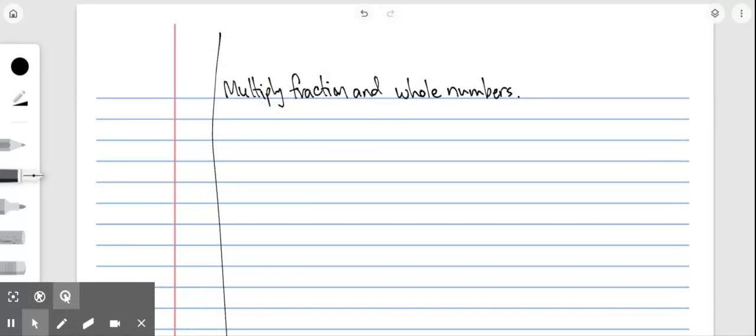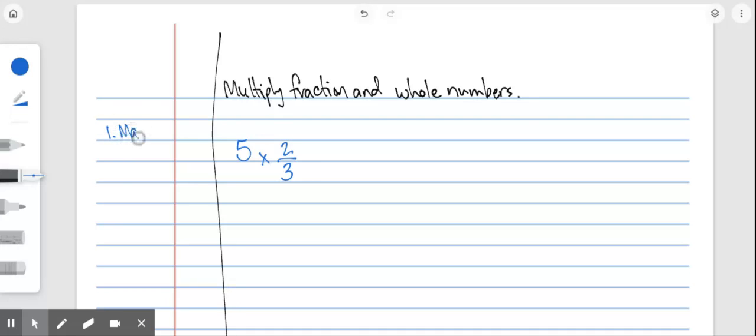Okay, the whole reason why we want to know how to write a whole number as a fraction is because sometimes you have problems where you're supposed to multiply a fraction by a whole number. So here's an example. Let's say we have the whole number 5 times the fraction 2/3. I notice that 5 is a whole number and 2/3 is a fraction. It is very hard for me to figure out what the answer to this is going to be. So in order to multiply a fraction and a whole number, step 1, make the whole number a fraction.